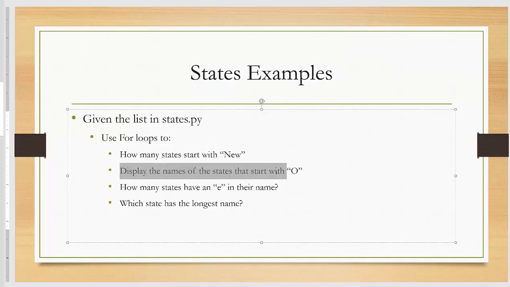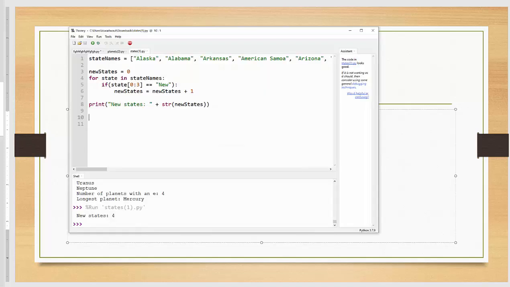All right. Display the names of all the states that start with an O. On this one, this is not an accumulator. I don't need an accumulator. It's just a print one. So I'll do a for loop for state in state names, if, and here you've got to know how to slice a string again. If you want to look at the first character, I'll say if state[0] equals O. I think that's what I said I was doing, right?